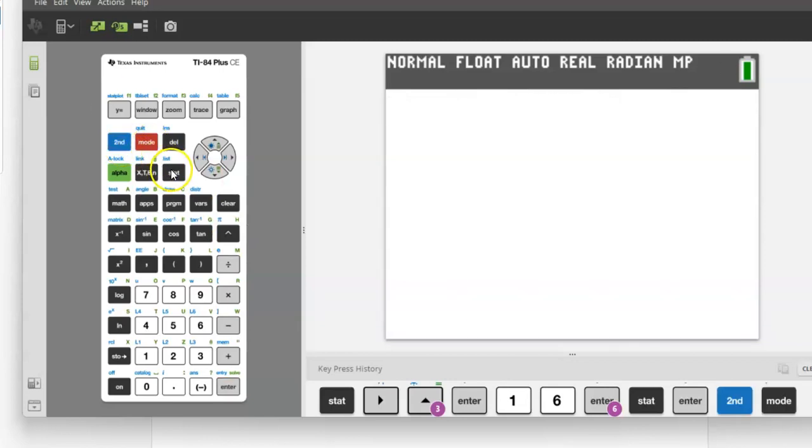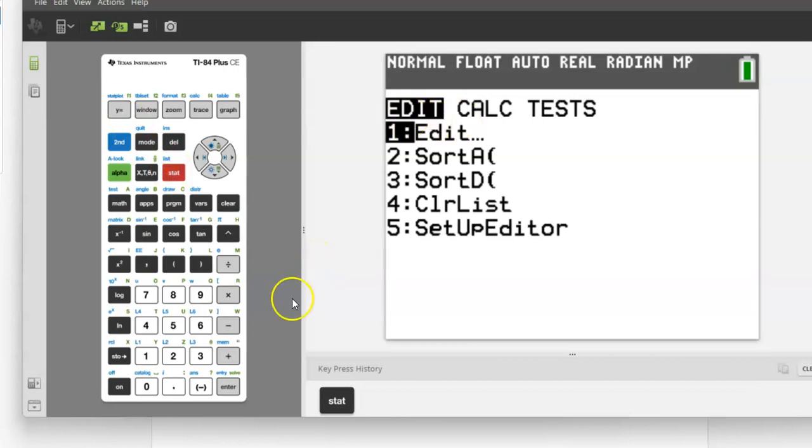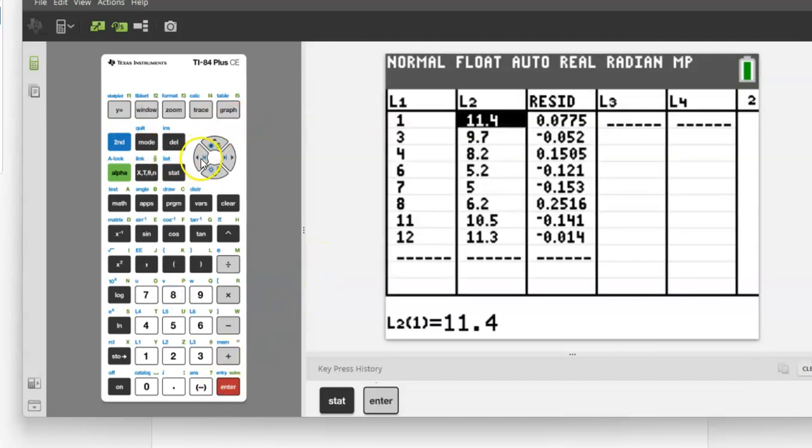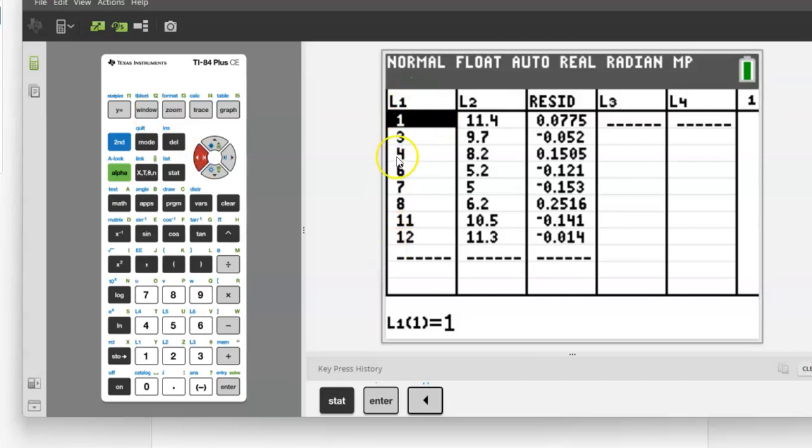Let's review. You got to go to Stat and edit number 1. Under L1, you're going to put all the input values for this table. That's the value of t. I already put it in. In L2, I put the output value, which is the number of nighttime hours, 11.4, and so on, and there you go. You might not have the residual. Don't worry about it. Please stop this video and put it in your calculator along with me so you can follow what's happening, and then come back, okay?